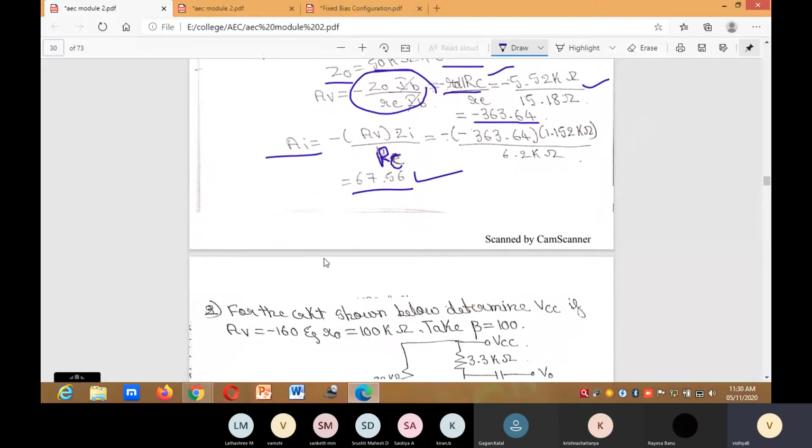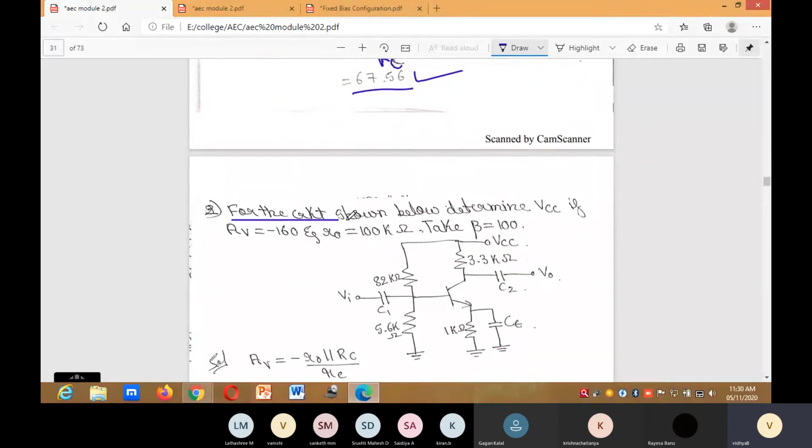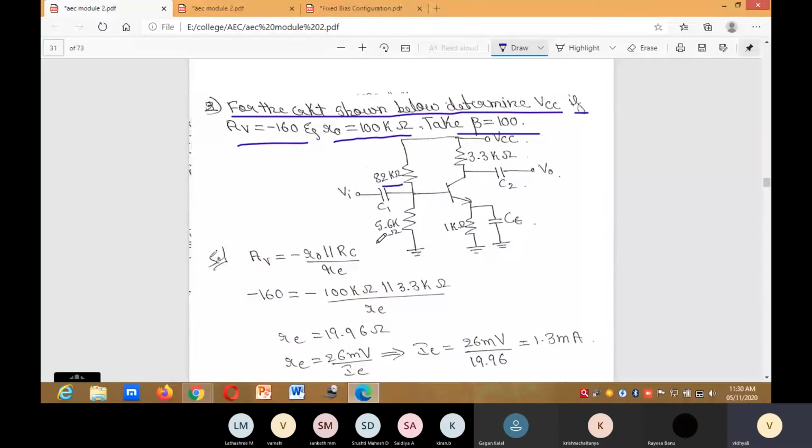Next problem. For the circuit shown below, determine VCC if voltage gain is minus 160 and R naught is equal to 100 kilo ohm. Take beta as 100. They have given the R1 value, R2 value, RE value and RC value. They have not given the VCC value. We need to find it out.